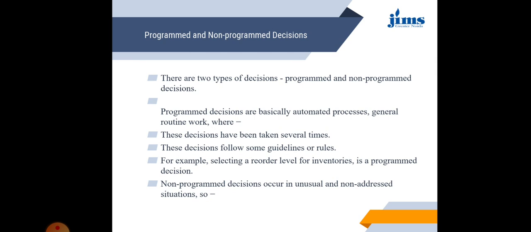So there are two types of decisions: programmed and non-programmed decisions. The programmed decisions are basically automated processes, general routine work where these decisions have been taken several times. These decisions follow some guidelines or rules. For example, selecting a reorder level for inventories is a programmed decision.